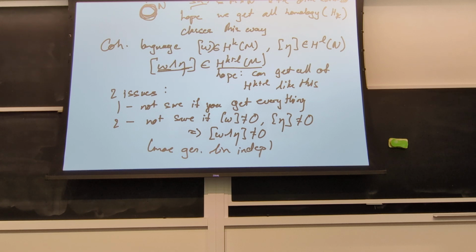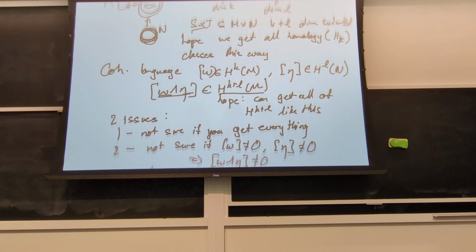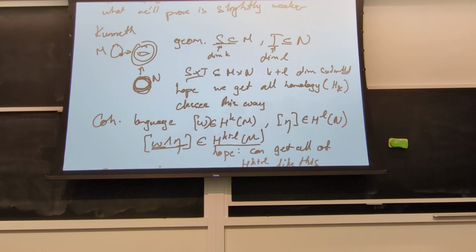And so if you have omega over here and eta over here, then omega wedge eta just means that on the parts which come from down here, it's omega, and on the parts which come from up here, it will be eta. Does that make sense?